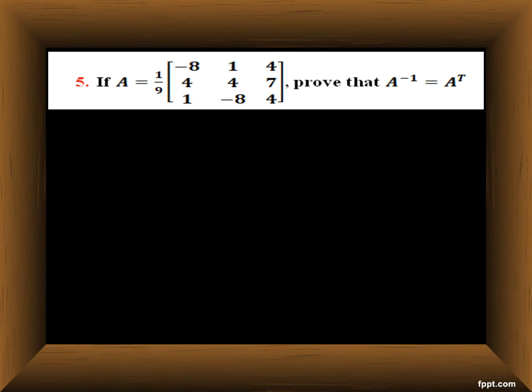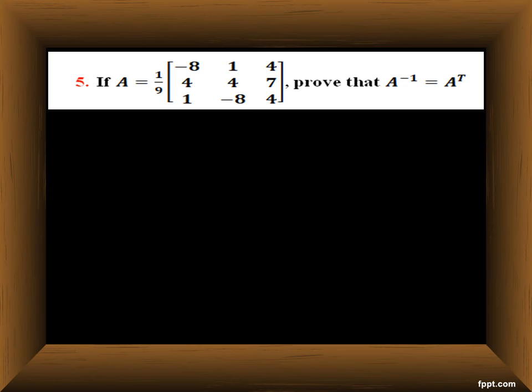Now let us see the fifth question. If A equal to 1 by 9 into the 3 by 3 square matrix minus 8, 1, 4, 4, 4, 7, 1, minus 8, 4, prove that A inverse equal to A power T, that is A transpose. We need to prove A transpose is the inverse of A. Here also we can use two methods. We can use the definition, as well as the direct way of finding A inverse.